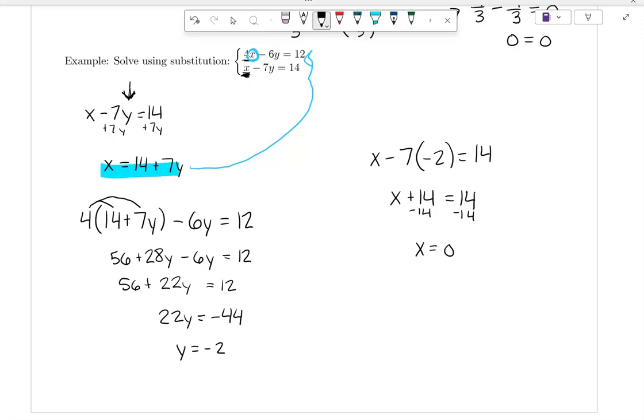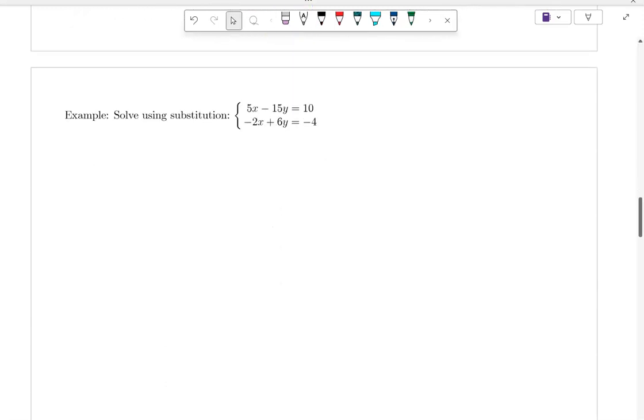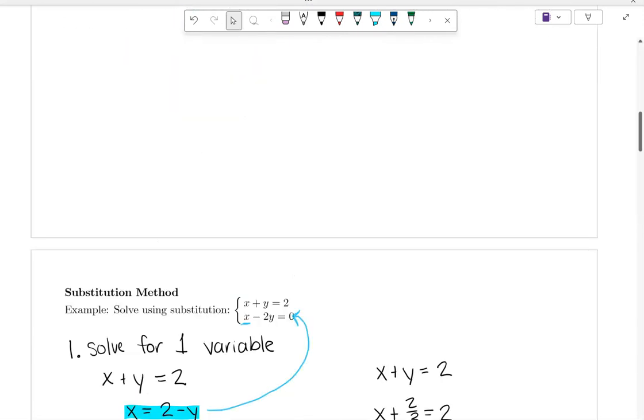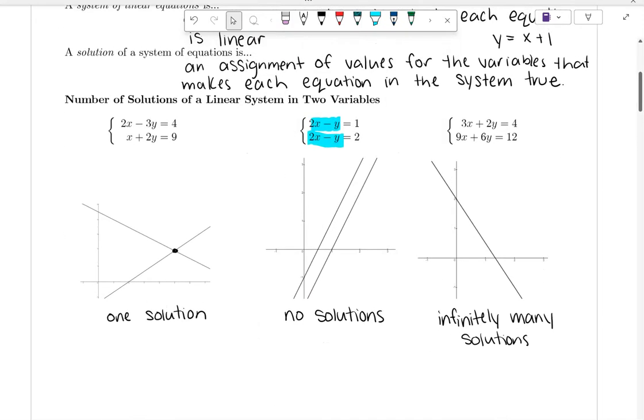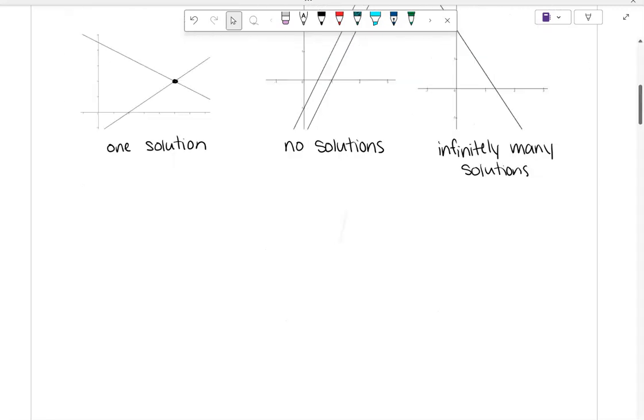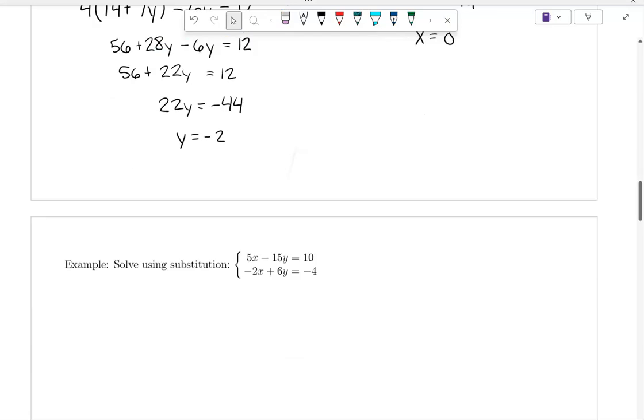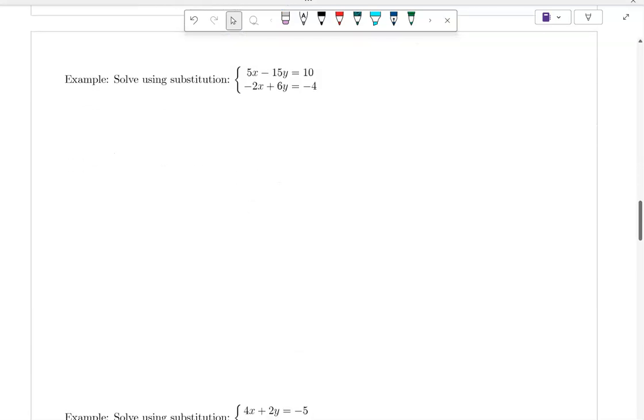All right. We're going to do one more together on substitution. The first two were a case scenario where up here we have one solution, right? So if you were to graph those two equations, you'd get a point where they meet. This next one is going to be a little bit different, but we will get through it. Okay. Now for this one, again, solve for a variable.